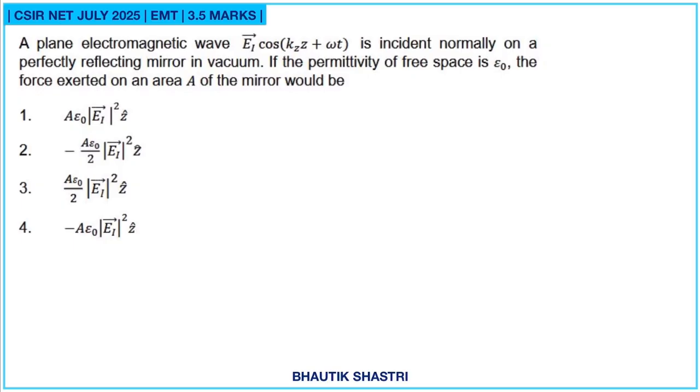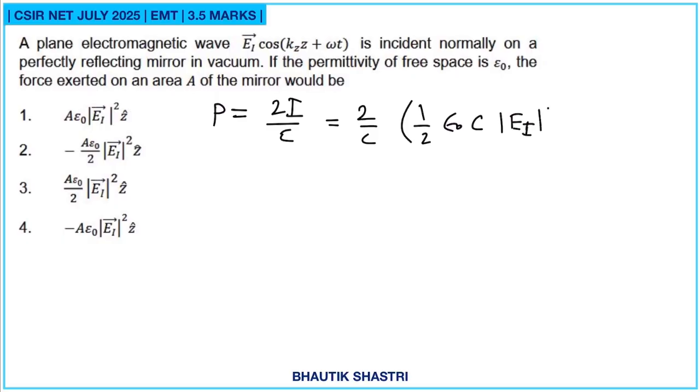Next question. A plane electromagnetic wave is incident normally on a perfectly reflecting mirror in a vacuum. If the permittivity of free space is epsilon naught, the force exerted on an area A of the mirror would be. Now for a reflecting mirror, pressure is equal to 2I by C, where I is the intensity of electromagnetic wave in a vacuum, which is equal to half epsilon naught C and magnitude square. So here magnitude of electric field square.